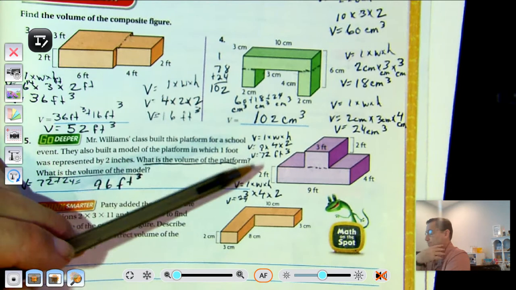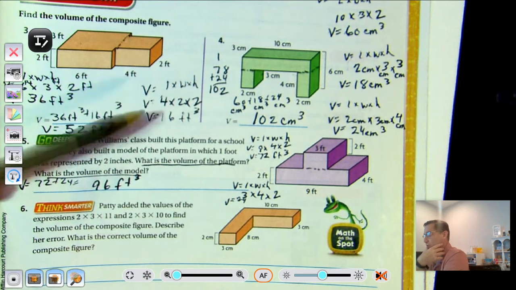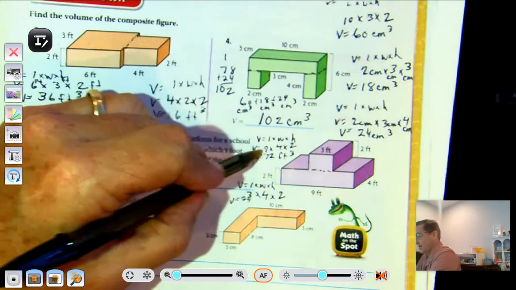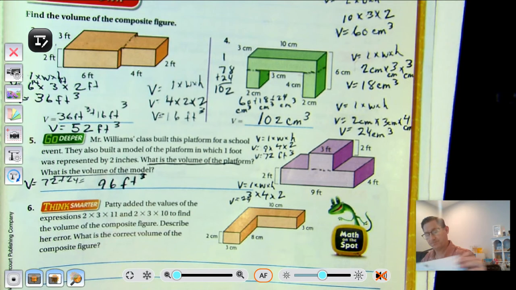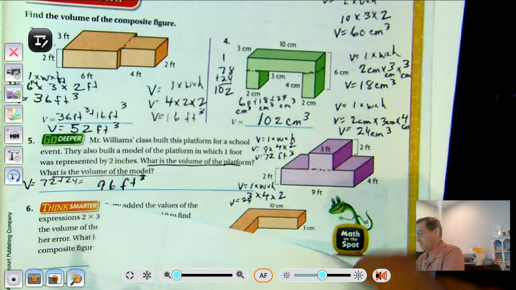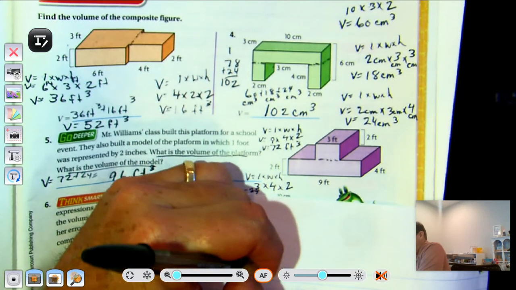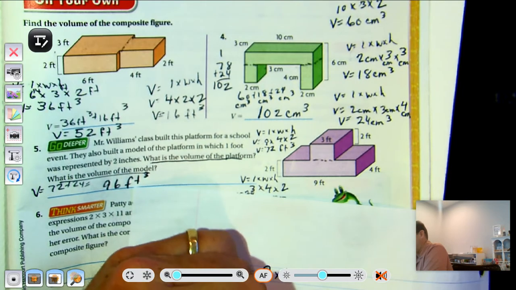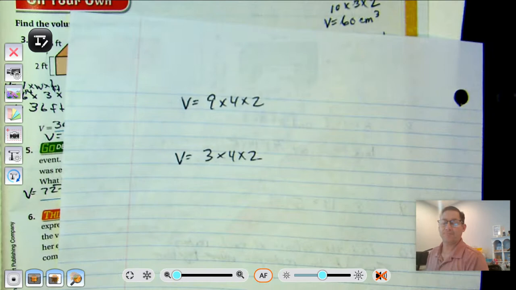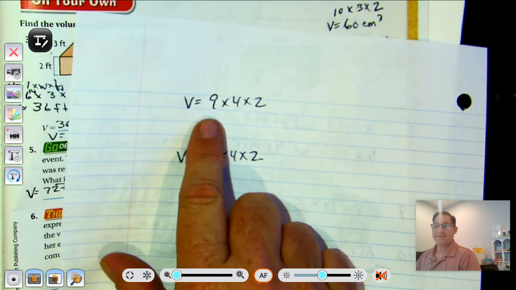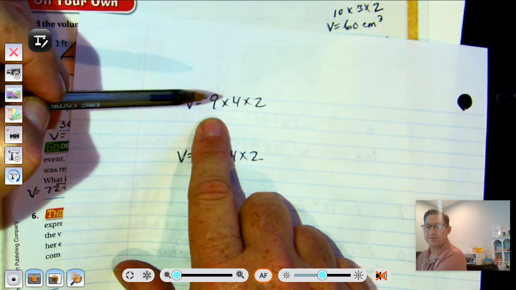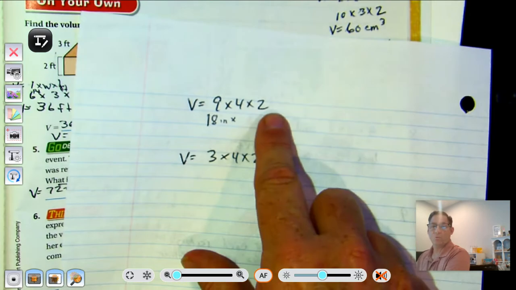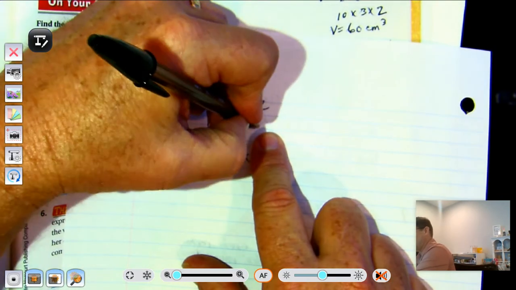All right, so they built a model, though, using 1 foot. For every 1 foot, it was represented by 2 inches. So this is what we originally had. We have 9 times 4 times 2, and we have 3 times 4 times 2. Okay. All we need to do is change these feet into inches. For every foot, there were 2 inches. So 9 times 2 will be 18 inches. 4 times 2 would be 8 inches.